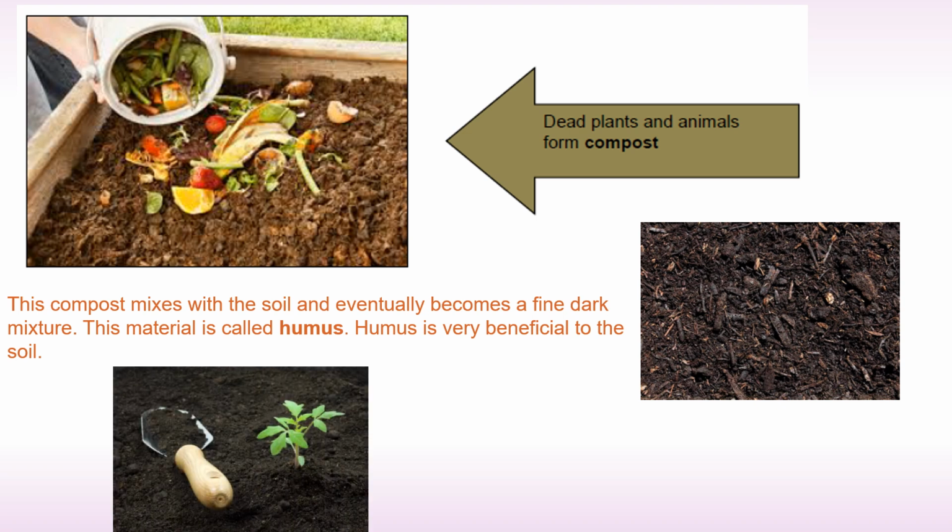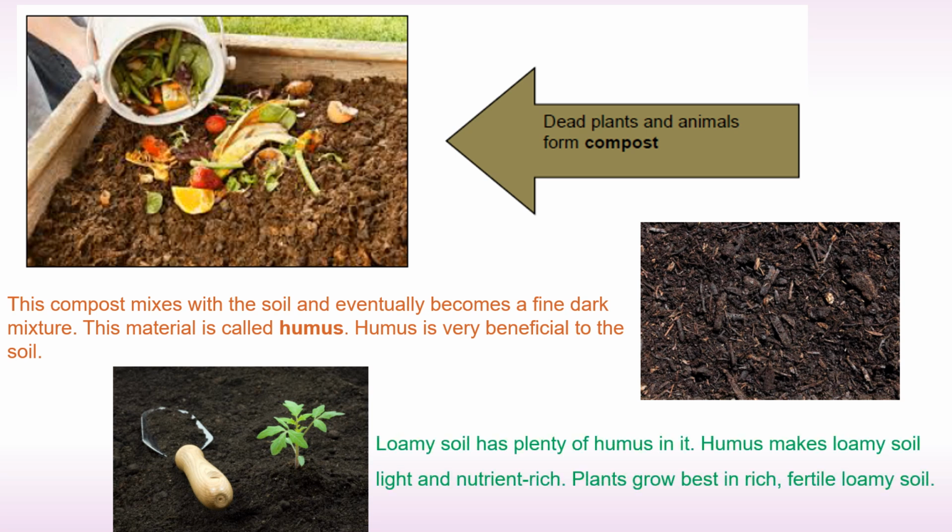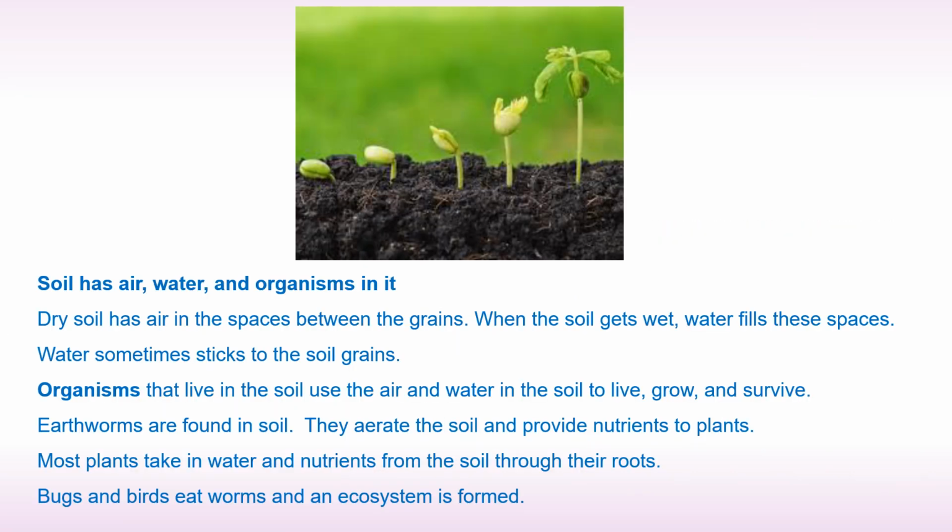And you can see that this is the end result, and this is how plants grow. Loamy soil has plenty of humus in it. Humus makes loamy soil light and nutrient rich, and it allows plants to grow because it is very, very fertile.